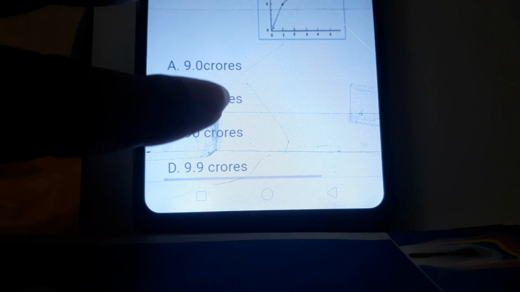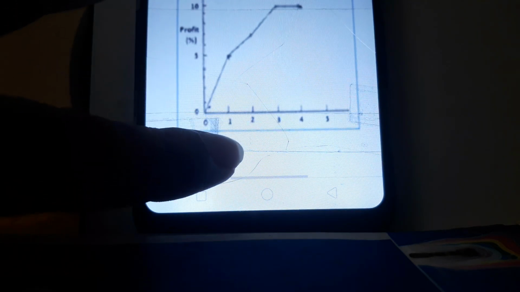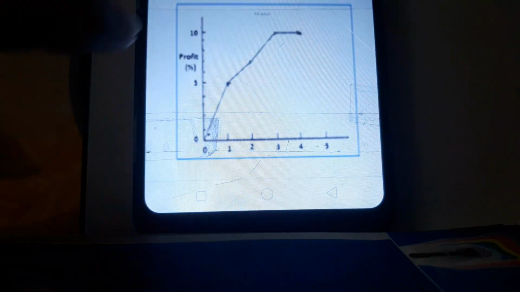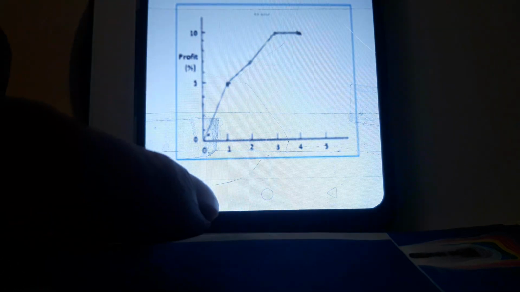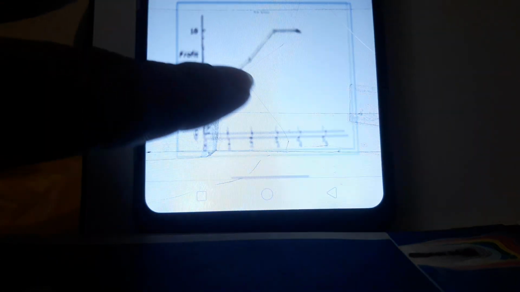Right? Second question. The cumulative profits of a company since its inception are shown in the diagram. All right, this is the diagram. I'll just magnify it for you. Right, it's been magnified. Check it again. The profits, the time, the graph. Right, I'm going back.